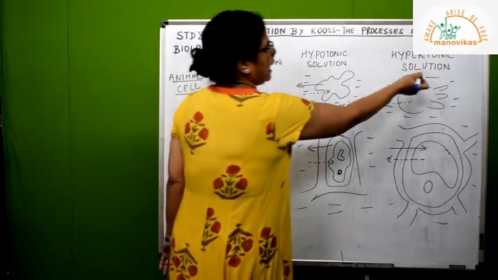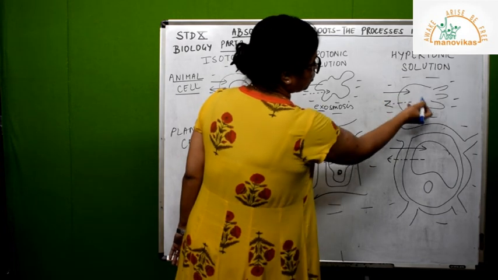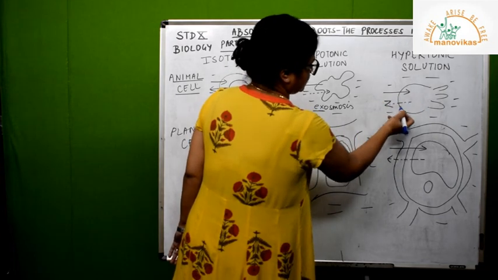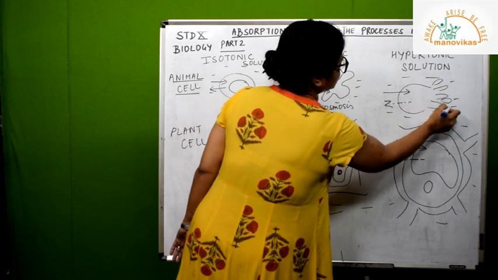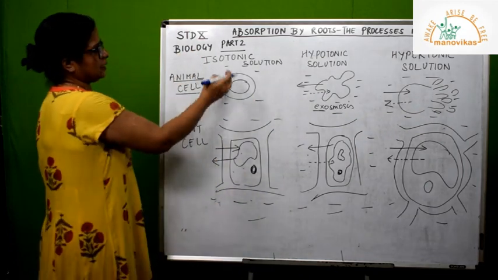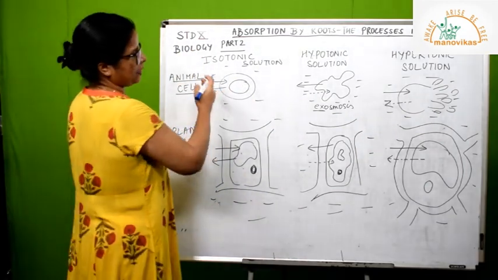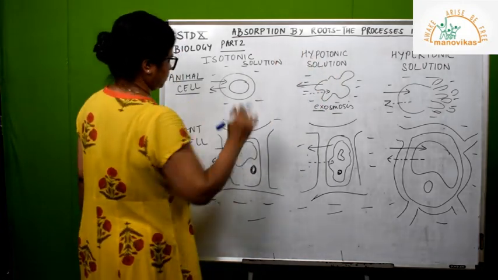In a hypertonic solution, what would happen? The water entering in is more and leaving is less. So what is happening? See, the cell has ruptured. It has put so much pressure on the cell that it has ruptured. So you can see, this is actually an RBC which we have drawn here. You can see the fate of the RBC cell when it is placed in different kinds of solution.